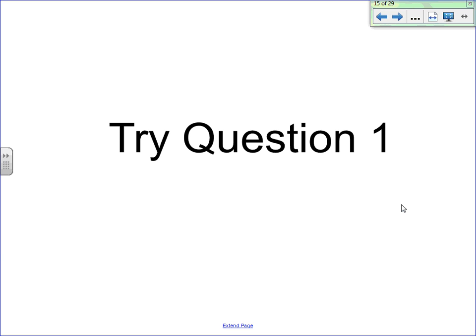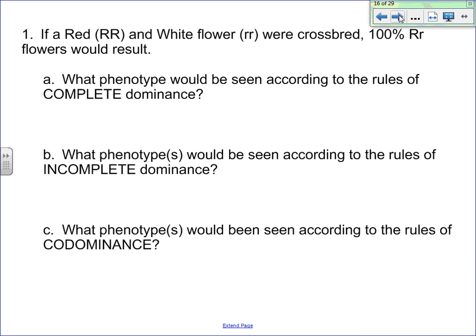So hopefully now you've had a chance to try out question one. Let's go through the answers together. This question is asking about flowers: a red flower, big R, big R, and a white flower, little r, little r, are crossbred. The result is 100% big R, little r flowers. That's what we're looking for, and what would we expect if we use each of the three patterns?